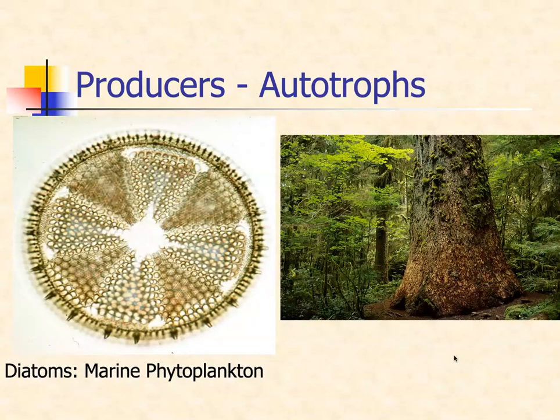And so some examples of producers or autotrophs, organisms capable of photosynthesis. On the right, you see a picture of a Douglas fir in an old-growth forest. And on the left, you see a microscopic view of a diatom, which is a component of marine phytoplankton.